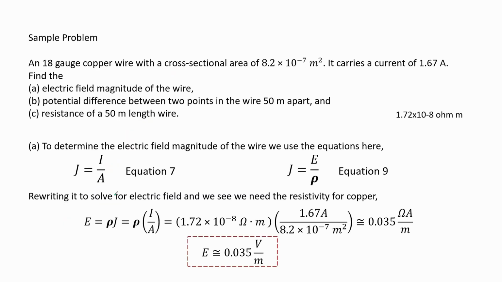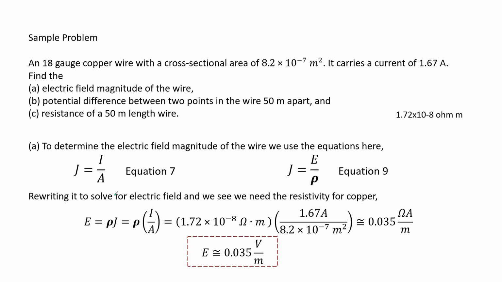Here we have an 18-gauge copper wire that has a cross-sectional area of 8.2 times 10 to the power of -7 meters squared. It carries a current of 1.67 amperes. Find the electric field magnitude of the wire, the potential difference between 2 points in the wire 50 meters apart, and the resistance of a 50 meters length of wire.